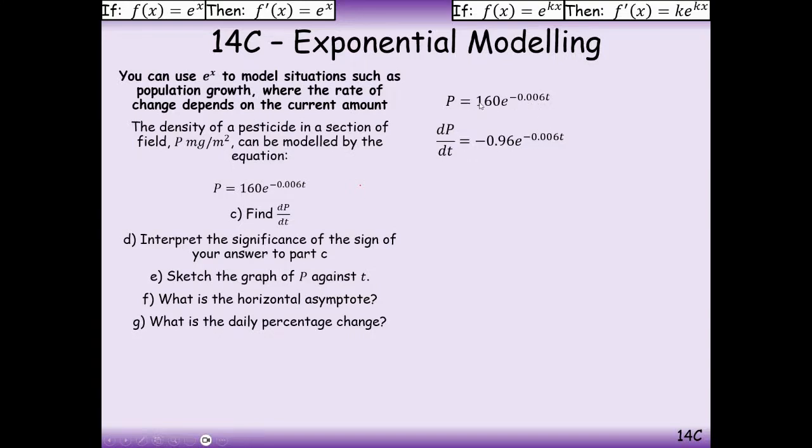So multiplying the coefficients with each other, we'll end up with this number here, and the sign is negative. What does this tell us? Part D is saying interpret the significance of this sign.